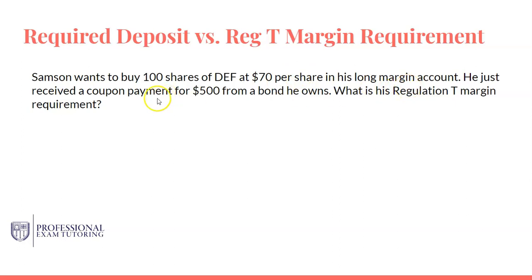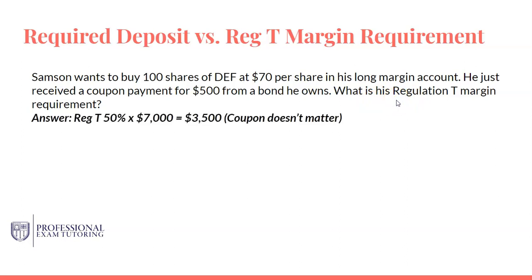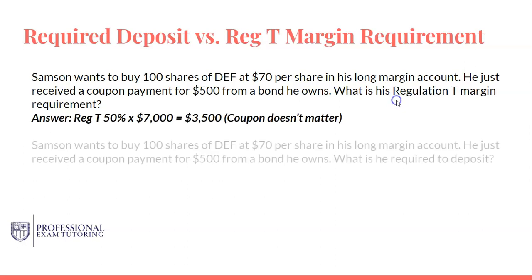Even though here they're saying he just received a coupon for $500 from a bond he owns, that doesn't matter. That may matter for the deposit, but it doesn't matter for what the rules say. The rules say he needs to deposit $3,500. And that's exactly what they're asking. What is the Regulation T margin requirement? So the margin requirement is $3,500.